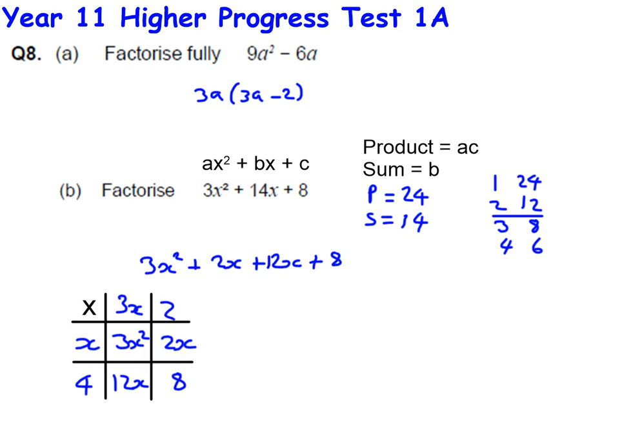So this tells me what 3x squared plus 14x plus 8 factorises to. And that's 3x plus 2, x plus 4.